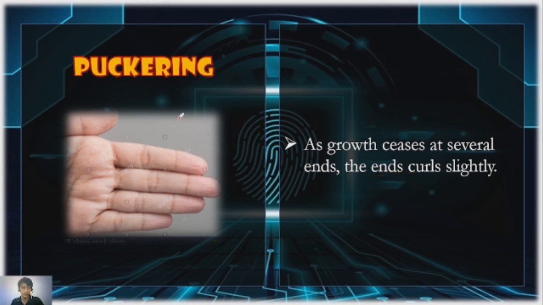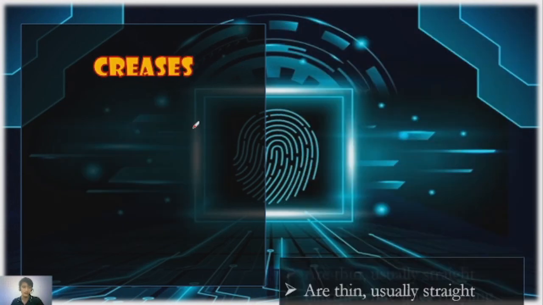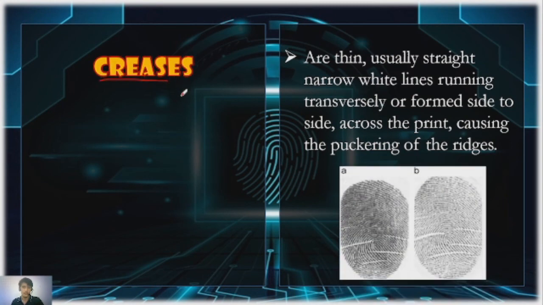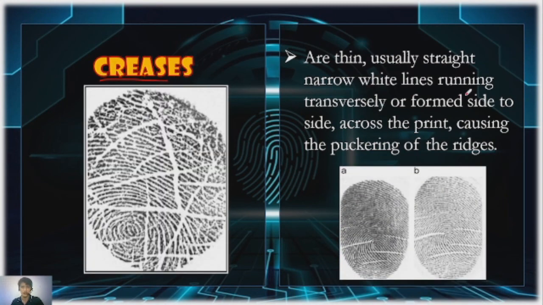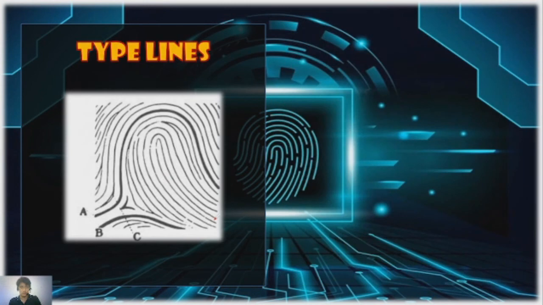Because of this puckering, we have these so-called creases. Creases are thin, usually straight, narrow white lines running transversely, or formed side to side across the ridges, causing the puckering of ridges. As you can see in here, there are white lines that are formed. It's because of the puckering of ridges also, or in some cases, it's because of a wound.